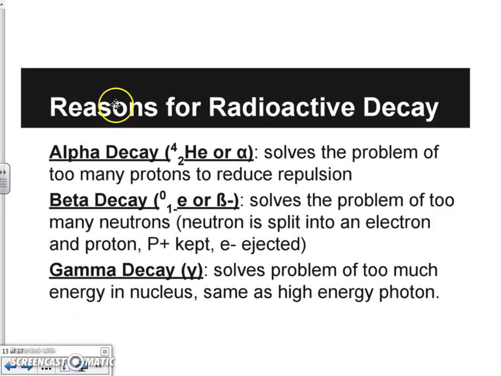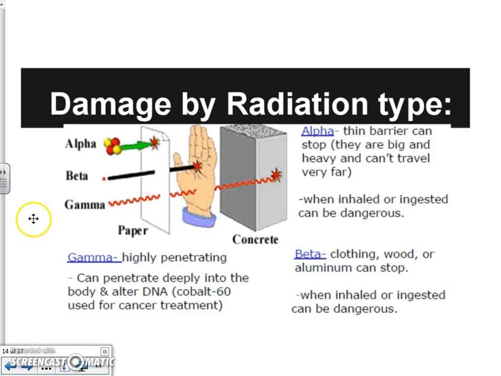These different types solve a couple of different problems. Alpha decay solves the problem of too many protons. Beta decay solves the problem of too many neutrons. Gamma decay solves the problem of too much energy in the nucleus. Going back to beta decay, it's a weird situation where a neutron actually splits into an electron and a proton. We don't have to show this, but this is what's happening within the atom, which is kind of a cool thing: one particle breaking up into a couple of others.